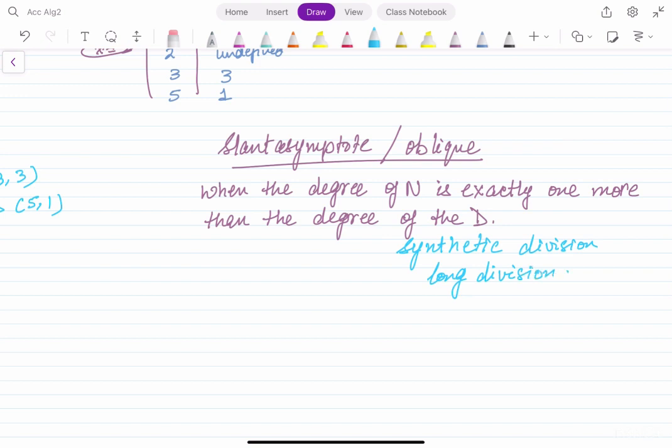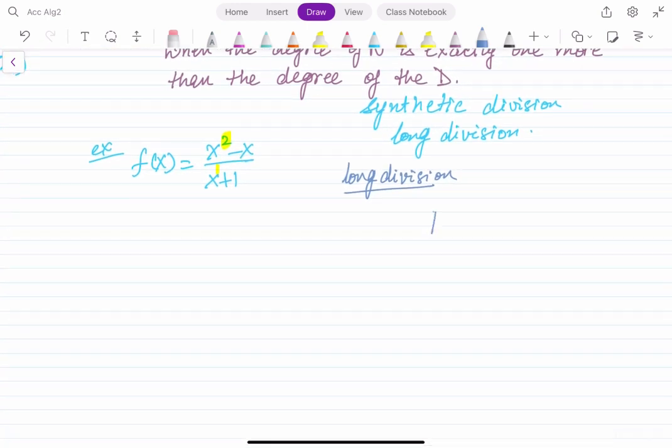Let's try one problem and see, after long division or synthetic division, which part will be our slant asymptote. So in this particular question, as you can see, we are talking about bot, big on top. The highest power is 2 in the numerator and the highest power in the denominator is 1, and they have a difference of 1. So let's try long division. x squared minus x will go inside the house and x plus 1 will stay outside.